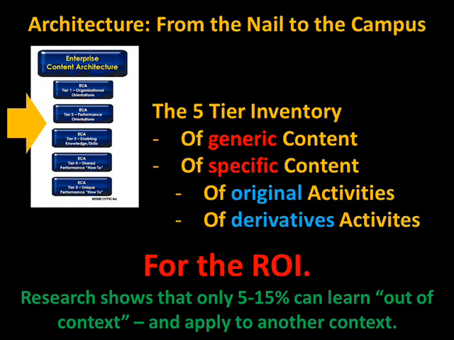Research shows that only 5 to 15% of the population can learn out of context and apply to another context. So if you teach me active listening and it's not authentic enough to my specific application, the chances are I will not be able to learn it in your learning experience and then apply it on the job. I may master level 2 learning objectives, but it may never transfer, and we'll determine that if we measure level 3, does it transfer to the job?